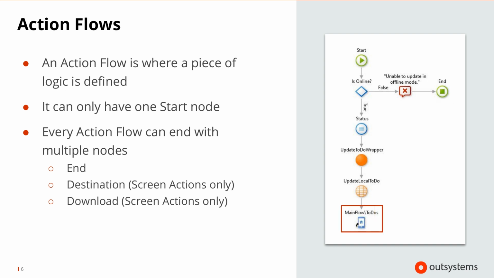Within screen actions, the destination node can also be used to redirect the user to a screen, in web and mobile. The download node can also be used in some situations, like in web apps, to allow end users to download files. In the flow itself, there are several tools that we can use to build logic. We can have ifs or switches to create conditional paths, or assigns, to set the value of existing variables.